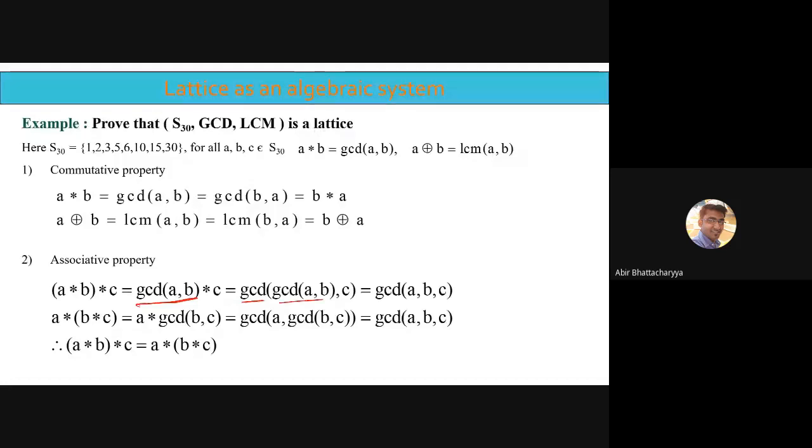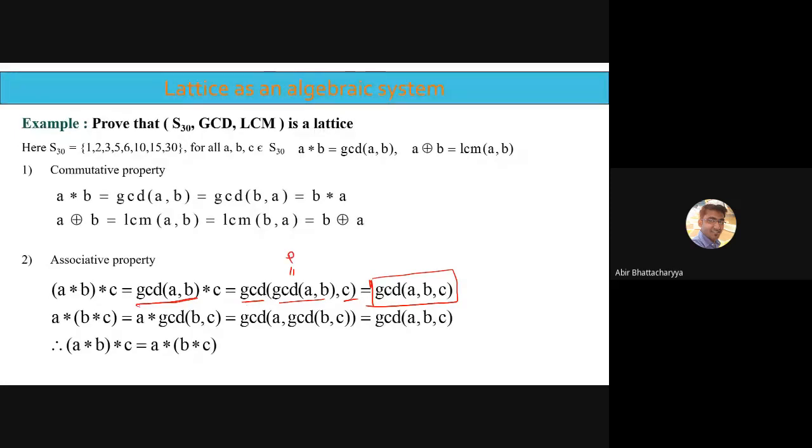Now we may assume that GCD of A, B equals some value P. So the final thing is GCD of P, C, and whatever the answer is, that answer equals GCD of A, B, C. If I use brackets between any consecutive numbers, that has no effect on GCD or LCM. That means GCD of A, B, C is equal to GCD of the bracket GCD of A, B, comma C.